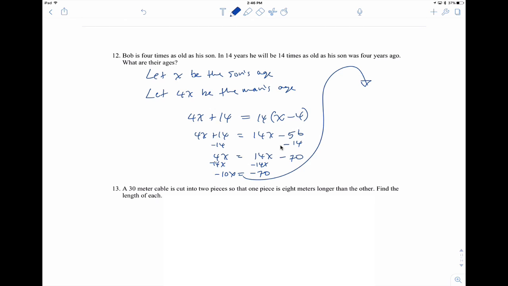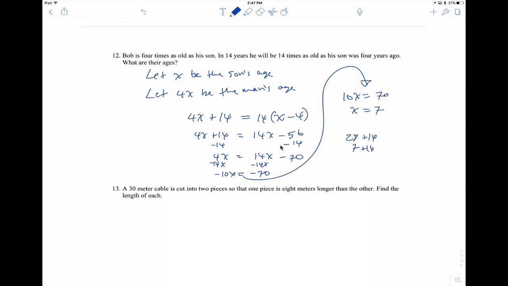I'll just flip them back and forth. Well, I'll just divide by -1, I guess. That's easy. So 10x is 70, x is 7. Check it out. So 7 is what we end up with. Bob is 4 times as old as his son, so Bob must be 28. Son is 7.